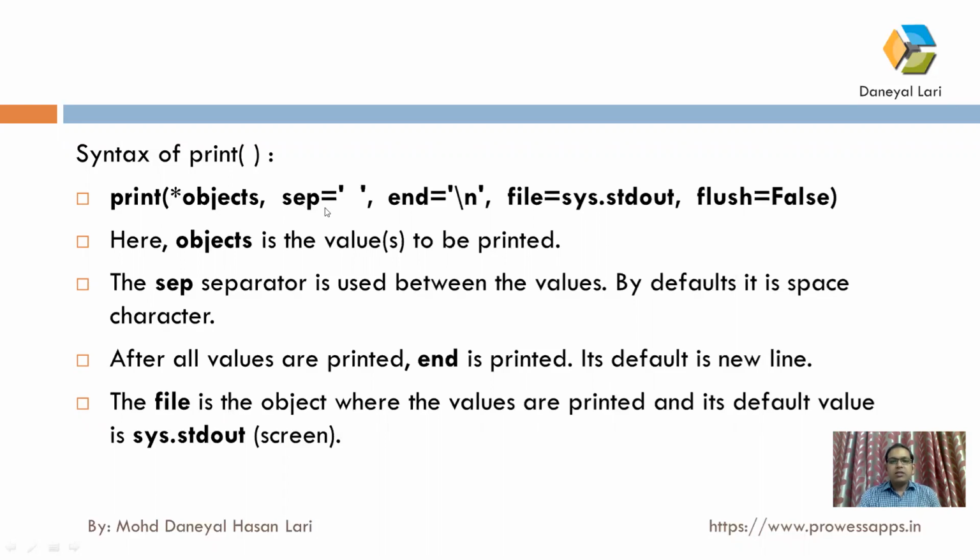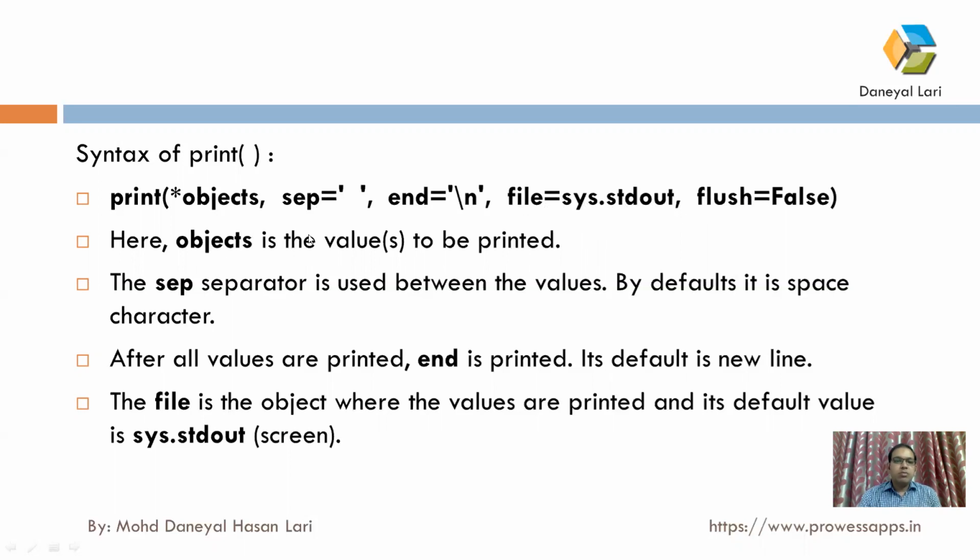After that, you will find that there are four more parameters that you can pass. One is sep. This is called the separator. By default, it is space. After that, you will find end, and by default, the value of end is \n. Next parameter is file, and here the default value for file is sys.stdout. And the fourth parameter is flush, and the default value of flush is False. So what is the meaning of all these parameters? You will find there are 5 parameters actually.